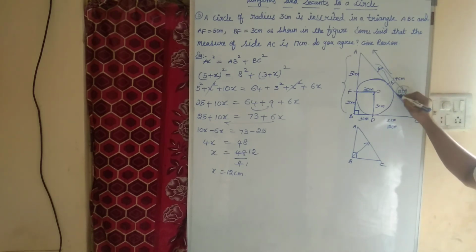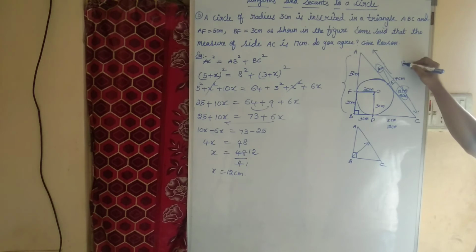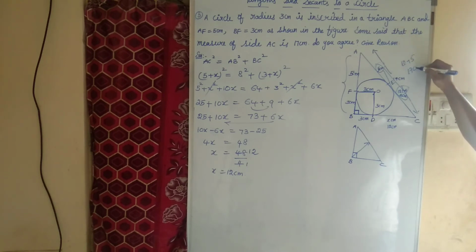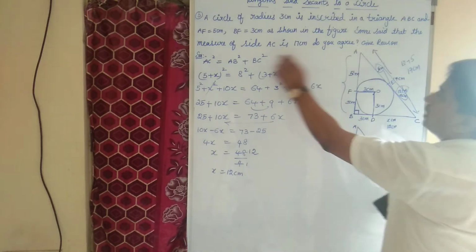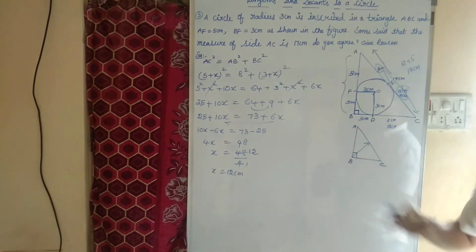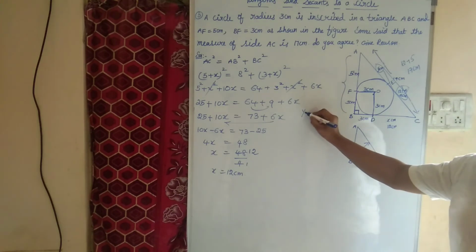Now you see, children, this is 12 centimeter, this is 5 centimeter. So 12 plus 5 is equal to how many centimeters? 17 centimeter. Okay? Children, did you understand? Somu said that the measure of side AC is 17 centimeter. Do you agree? Yes, I agree.